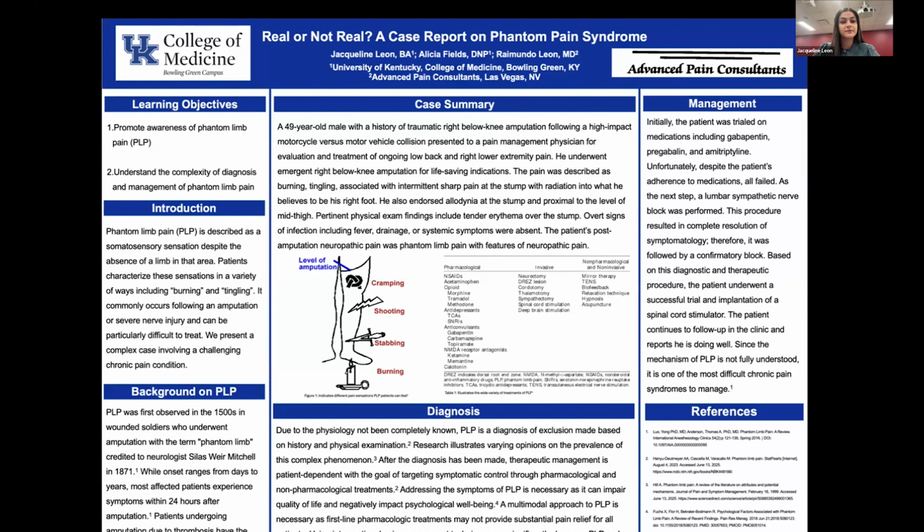He came to the pain management physician with these symptoms, and after physical exam, the pain management physician found tender erythema over the stump, and there were no signs of infection due to the lack of fever, drainage, and other systemic symptoms. After careful history and physical exam, the pain management physician diagnosed the patient with phantom limb pain with features of neuropathic pain. So PLP, the physiology behind it is still very unknown.